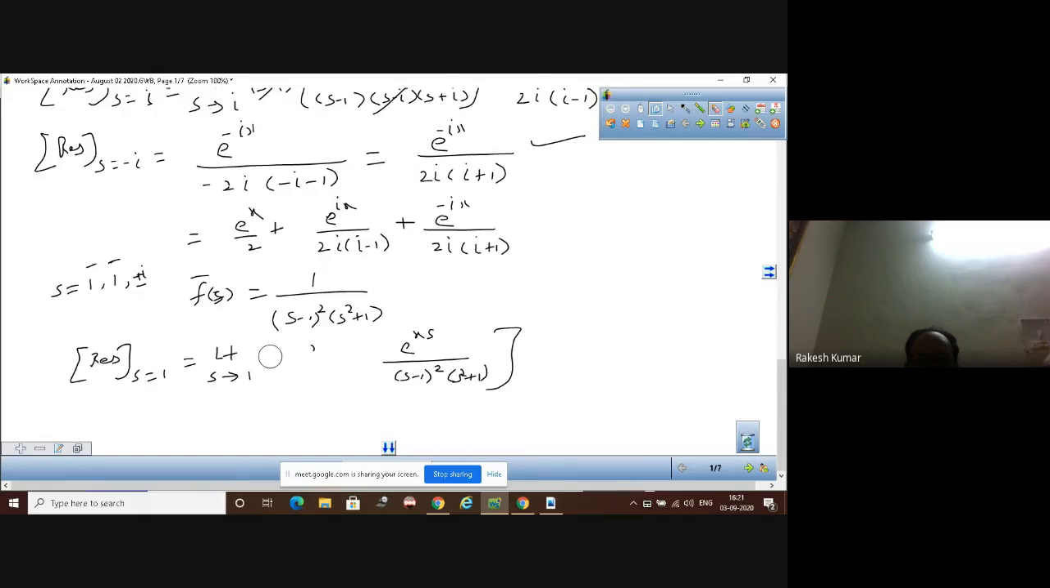This will be the factor. But how to write down d by ds? This is the way to write down d by ds. (S minus 1) whole square, and this factor will be cancelled. Now, first of all, you will find the derivative with respect to s with the u over v formula, and then substitute it. So this is the way to find the residue at multiple poles of order 2 or order 3. So by this way, you can simplify and find the inverse Laplace transform.